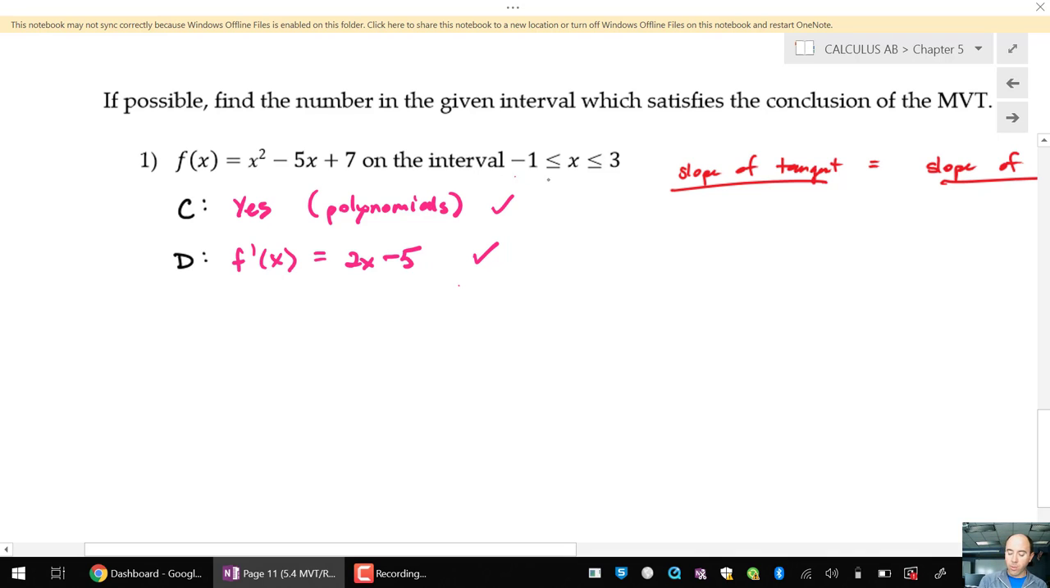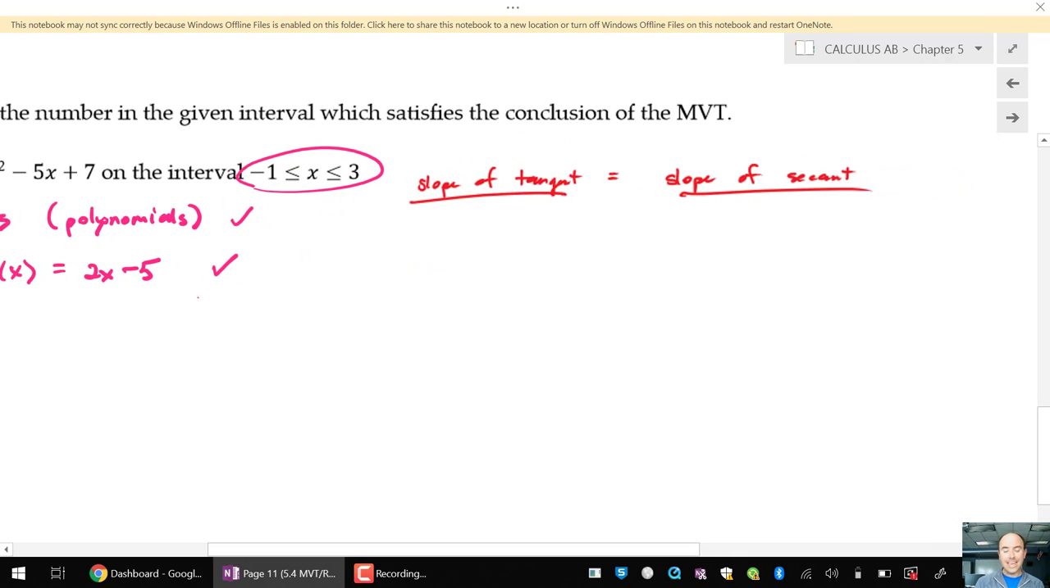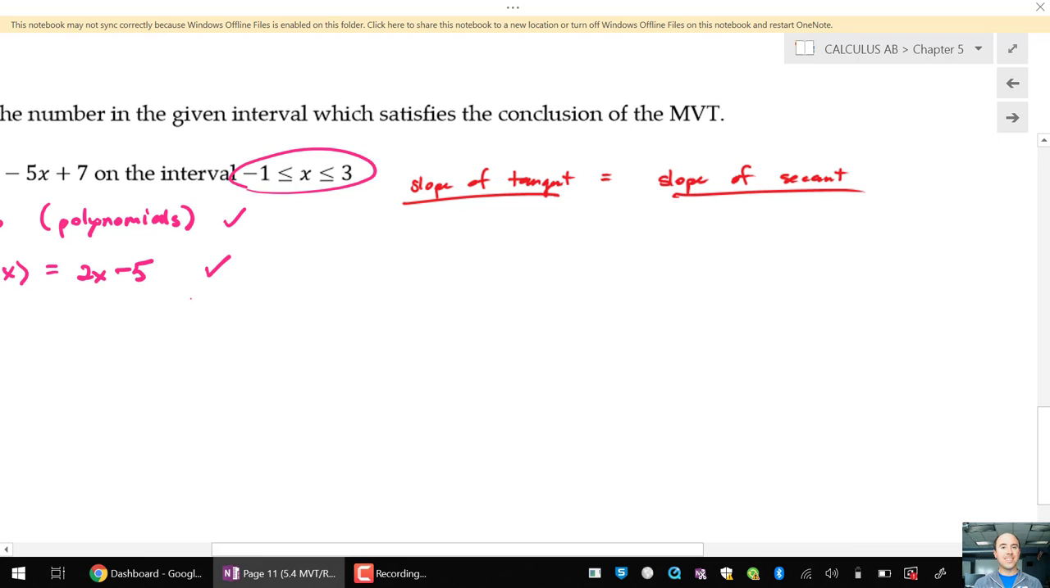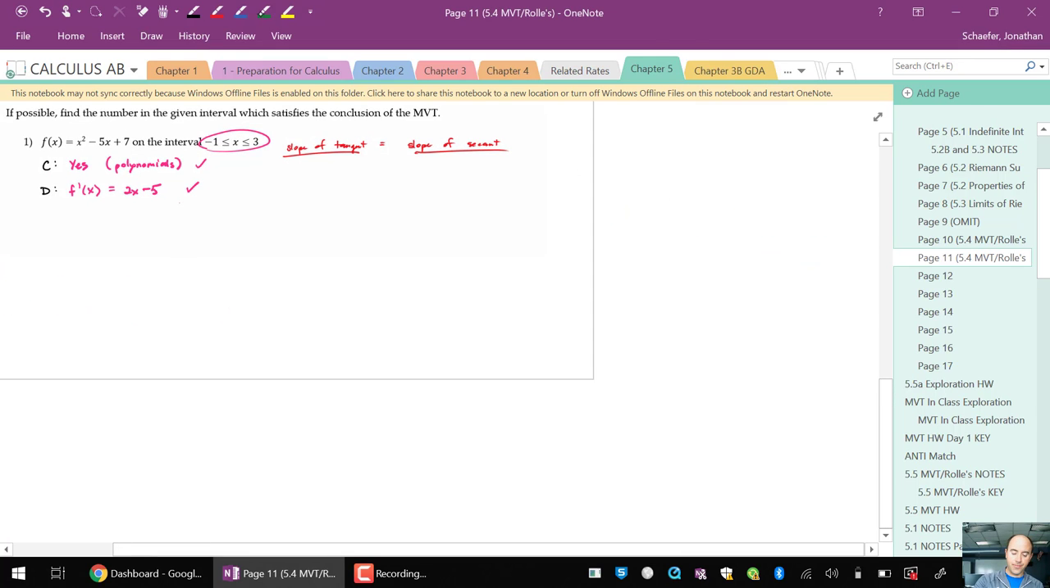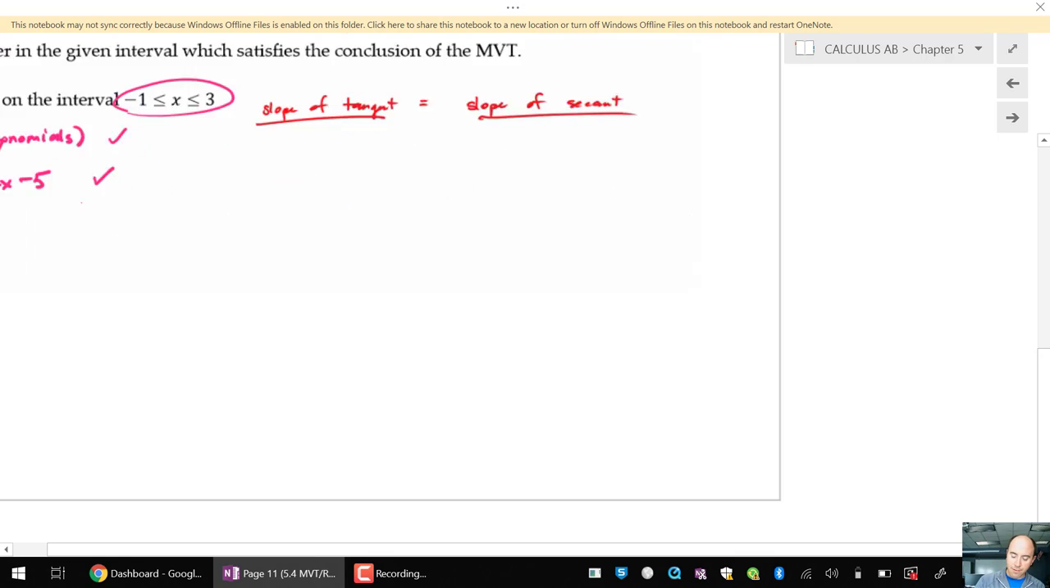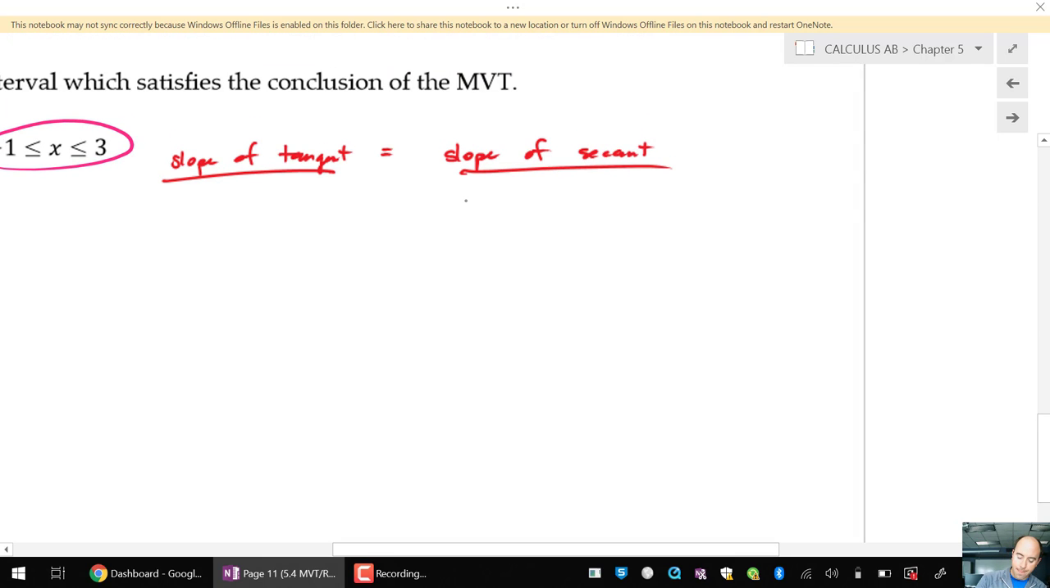Notice the interval is between -1 and 3. So let's find the slope of the tangent and equate that with the slope of the secant. Slope of the secant is simply average rate of change. So the interval here will be f of 3 minus f of -1 divided by 3 minus -1. And I believe that computes to a value of -3. You can check that. There's the slope of the secant.